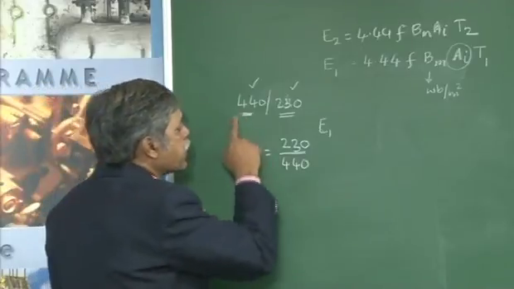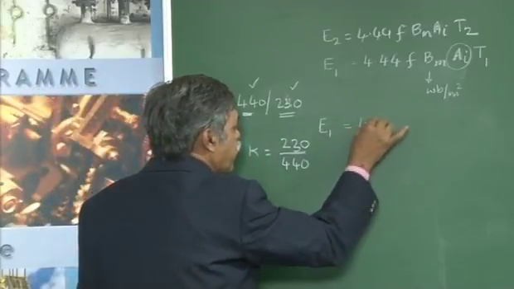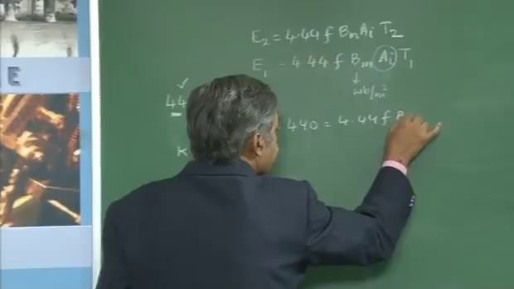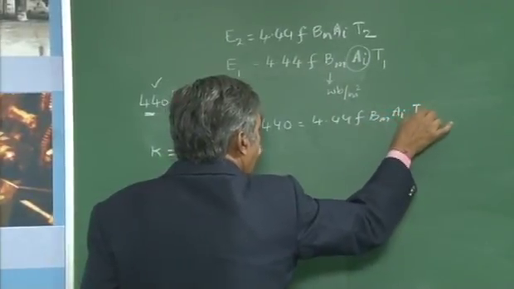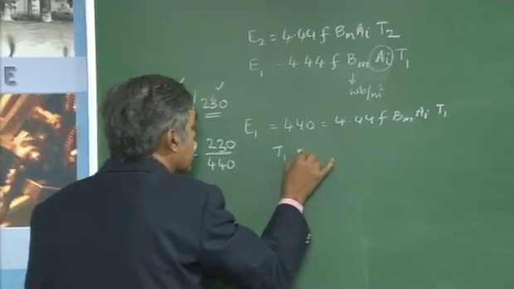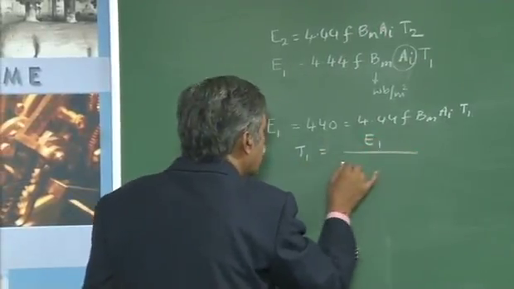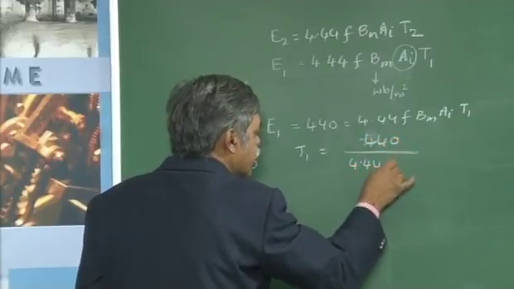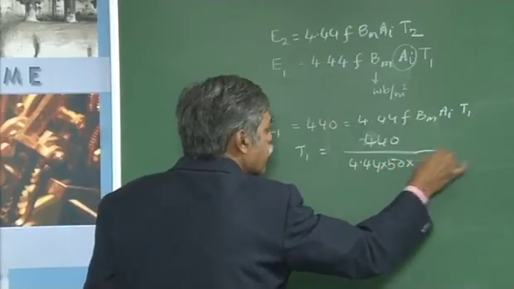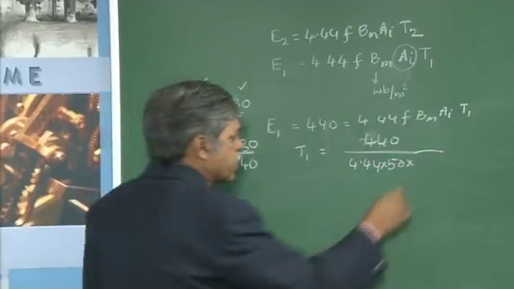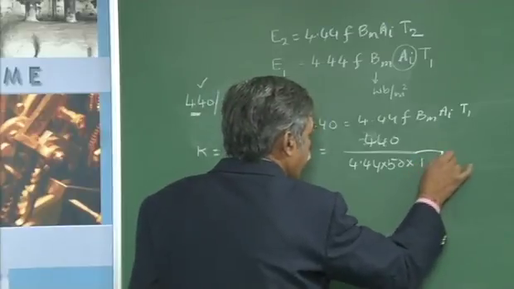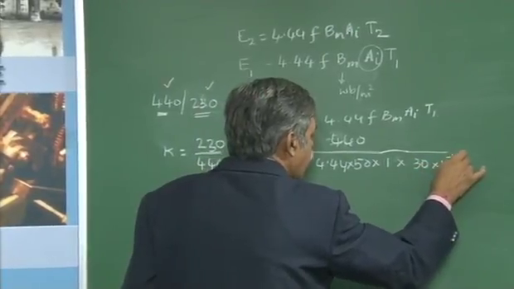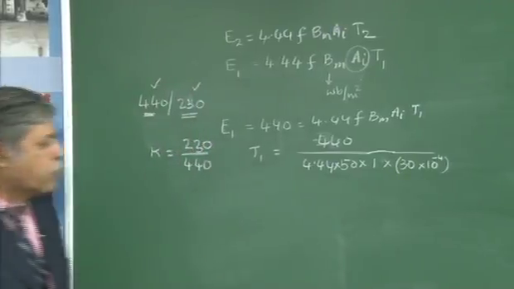So as per this, E1 is equal to 440 volts, and E1 is given by 4.44 f Bm Ai into T1. I need to calculate the primary turns T1: 440 divided by 4.44, frequency is 50 hertz in our country. Bm, the flux density, is given as 1 Weber per meter square, and the area of cross section is 30 centimeter square. Therefore I will convert into meter square by taking 10 to the power of minus 4.